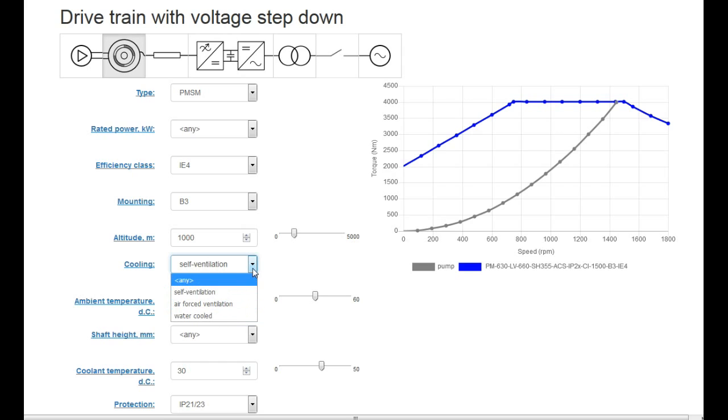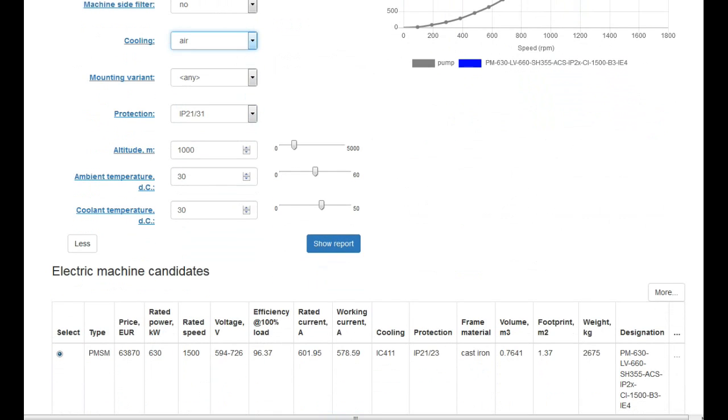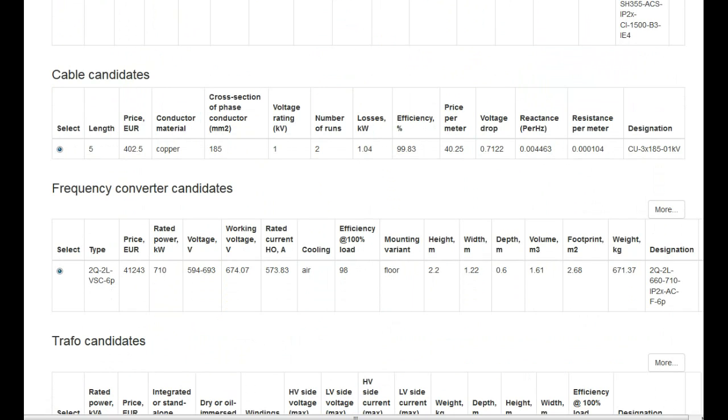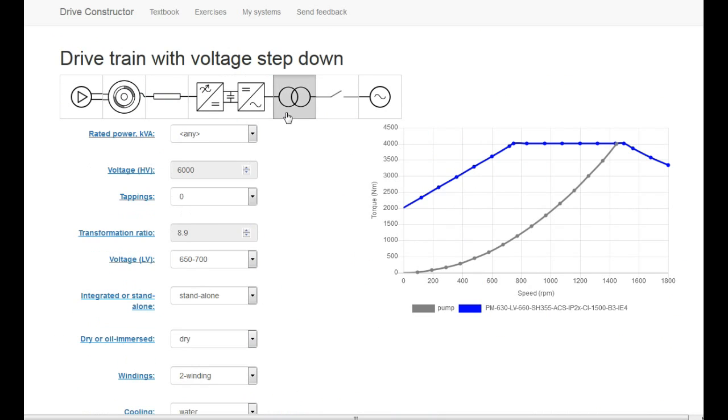Of course, we can also try water cooling or air cooling or whatever for the electric machine and see the effect on the dimensions and cost. And as well, we can do the same changes for the frequency converter cooling, air versus water. And then we will see the difference in dimensions for the frequency converter as well as we did for the electric machine. So here you see the dimensions, width, depth and height, and the weight, of course. And other parameters like efficiency are also important when you benchmark the drivetrain variants.